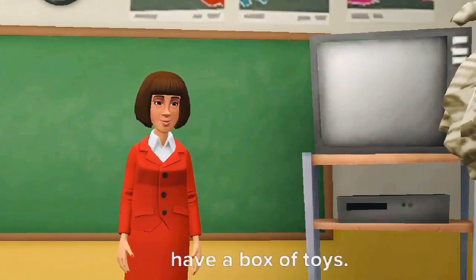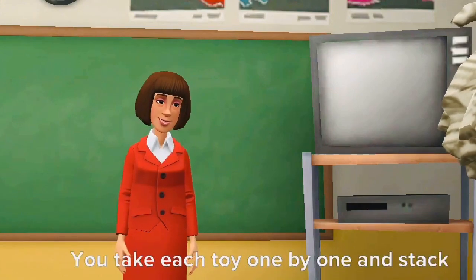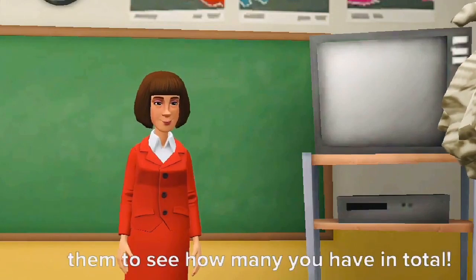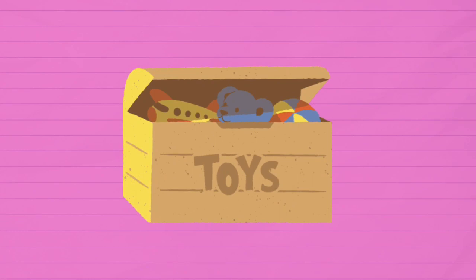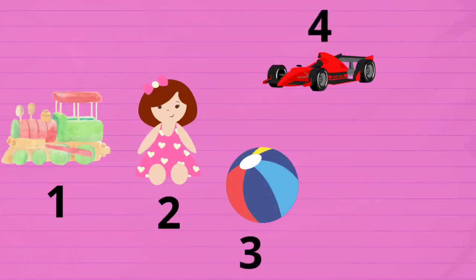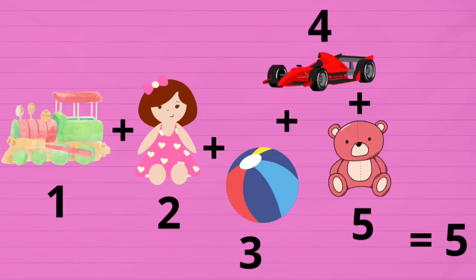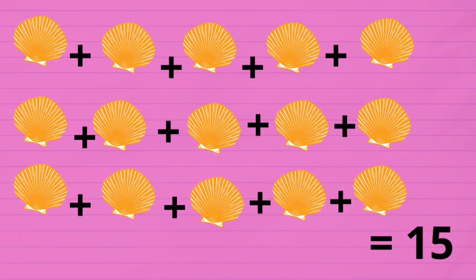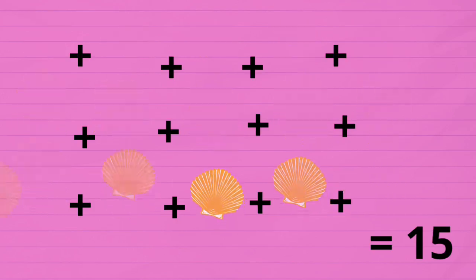Imagine that you have a box of toys. You take each toy one by one and stack them to see how many you have in total. Suppose we have a toy box with 5 toys inside: a train, a doll, a balloon, a car and a teddy bear. If we add them all together, we have 5 toys in total. For the direct summons, imagine picking up shells on the beach and counting them one by one. 1 plus 2 plus 3 plus 4 plus 5 equals 15.